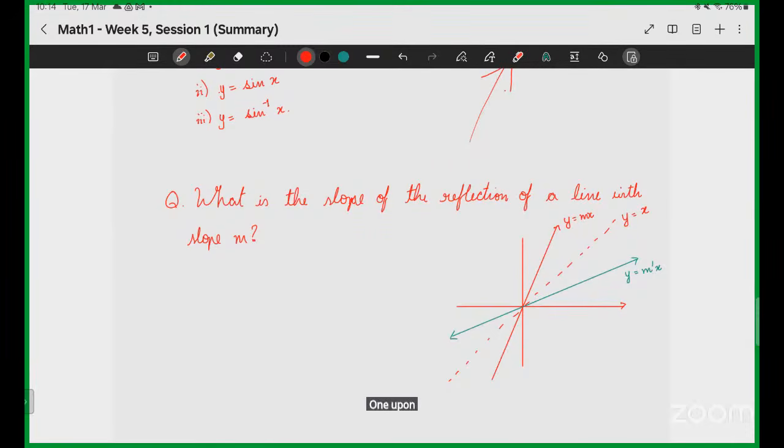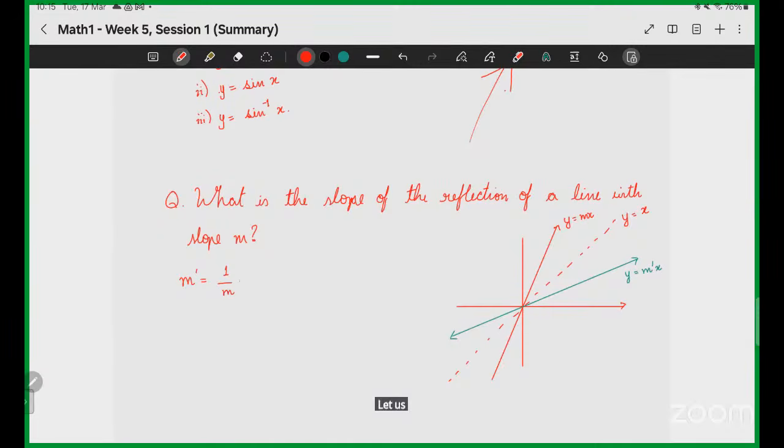One upon m. It should be 1 upon m, but why is it so? It just seems instinctually right. Good, that's good intuition. So m prime is equal to 1 upon m.